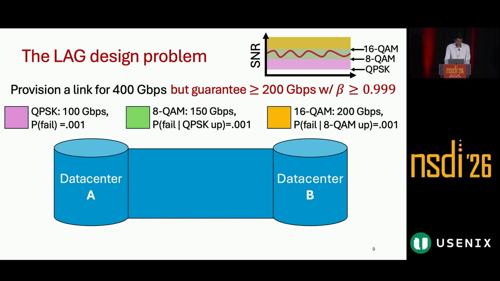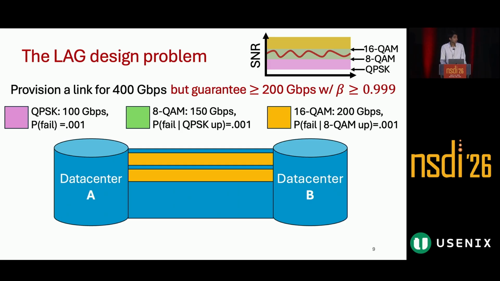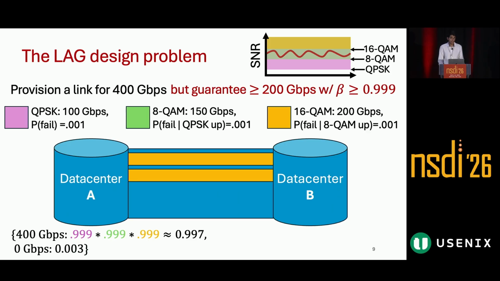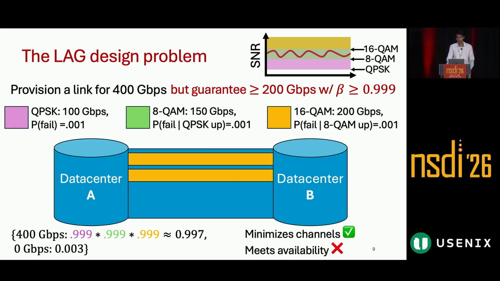And finally, we have 16QAM, which provides even higher capacity, but has an even higher failure probability. So we could sustain 400 gigs on this wavelength by simply provisioning 200 gig 16QAM wavelengths. And this meets 400 gigs with 99.7% availability because it requires the SNR to be high enough to sustain QPSK, 8QAM, and 16QAM. But it fails with 0.3% probability, which does not meet our availability target of 3/9 of availability at 200 gigs or higher.